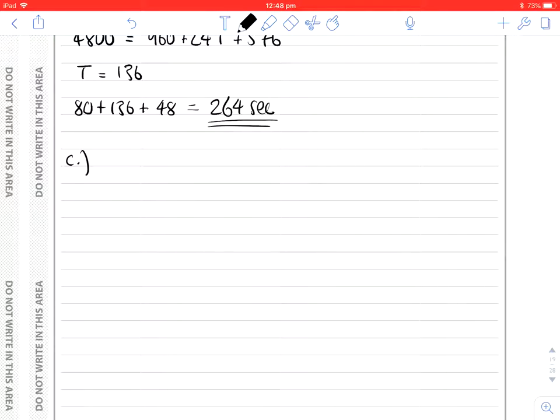Part C. Suggest one improvement that could be made to the model of the motion of the train from A to B in order to make the model more realistic. So we could have the train may not accelerate or decelerate uniformly.